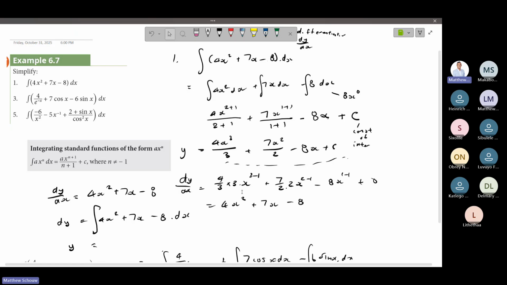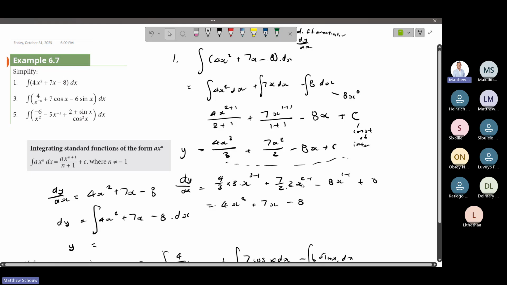Yes, sir. So I'm doing the power rule on each term here. Do you see? In the end, you'll get 4x squared plus 7x minus 8. This is a form of checking if you're right. If you get the right derivative of this function over here, that means you're correct, because this is essentially the reverse of that. You got me? Yes, sir. Thank you very much, sir.